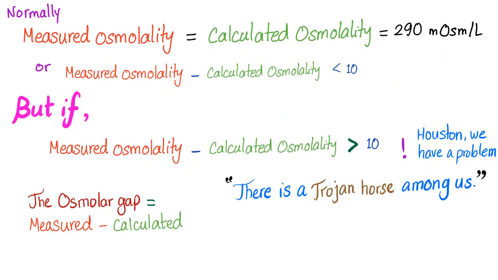So what is the osmolar gap? It's the difference between the measured and the calculated osmolality. What's the normal value? It should be less than 10. The gap should be less than 10. But what if the measured exceeds the calculated by greater than 10? Houston, we have a problem. There is a Trojan horse, a foreign substance that has invaded your body.